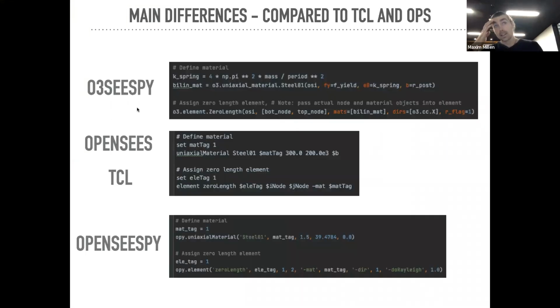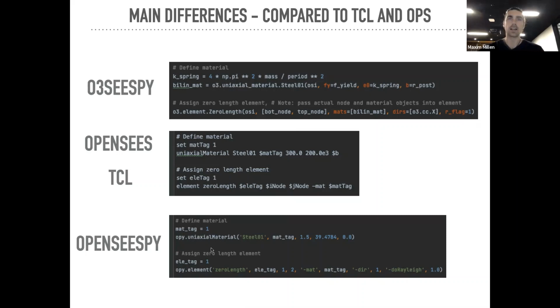So in O3seespy, it's fully namespaced. So you write the O3, which is the package name, and then you access the different parts of the package in modules. So you have the uniaxial material, and then the steel O1 is an object.